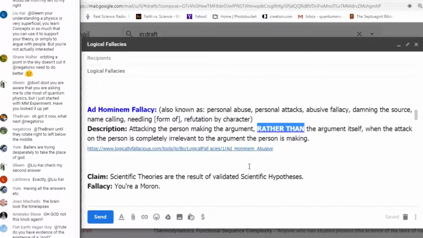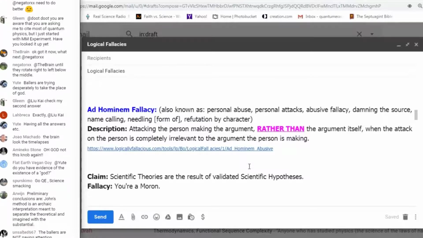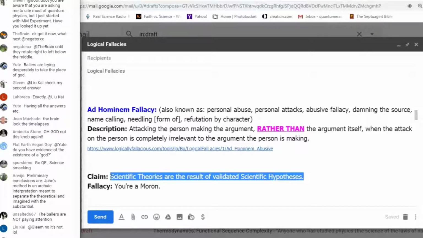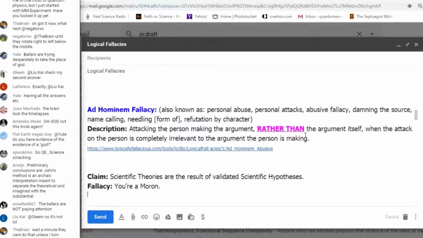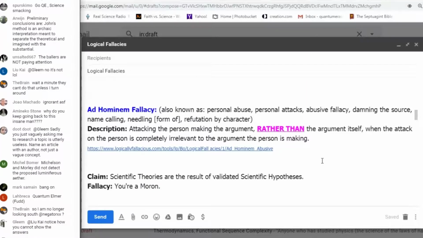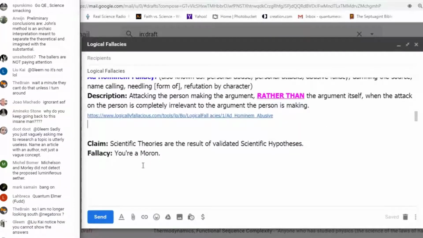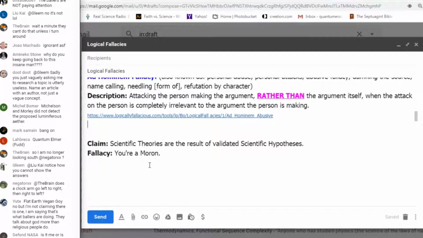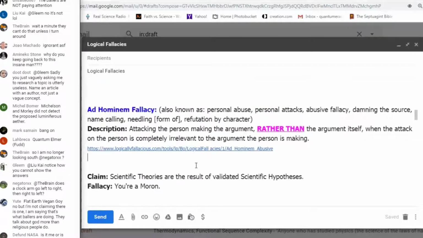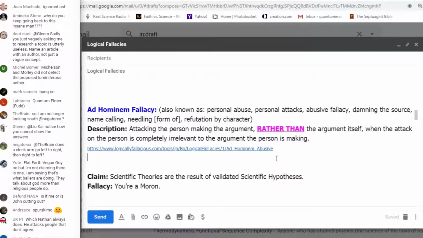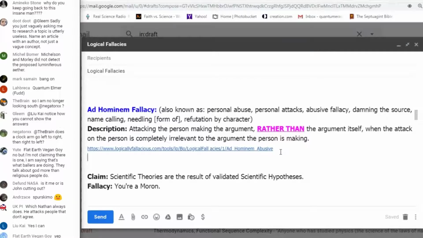So, claim: scientific theories are the result of validated scientific hypotheses. Fallacy: you're a moron. What did he do? He completely disregarded the argument, and in lieu of any argument whatsoever, called this person a moron. See it? What's not a fallacy? If you come up with an argument and then I rip it to shreds in detail, going step by step, ripping your entire argument to pieces, and then in the end say, you're a moron, that's not an ad hominem. Follow? Because I didn't put the moron in lieu of an argument. The argument was already there. I used that as the basis of my conclusion. My conclusion is you're a crayon muncher.